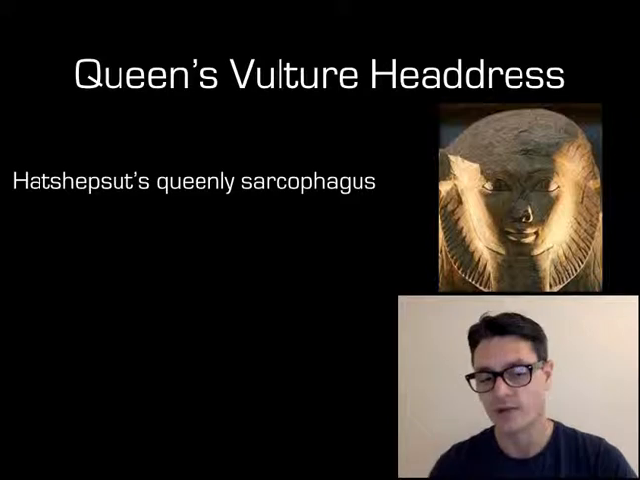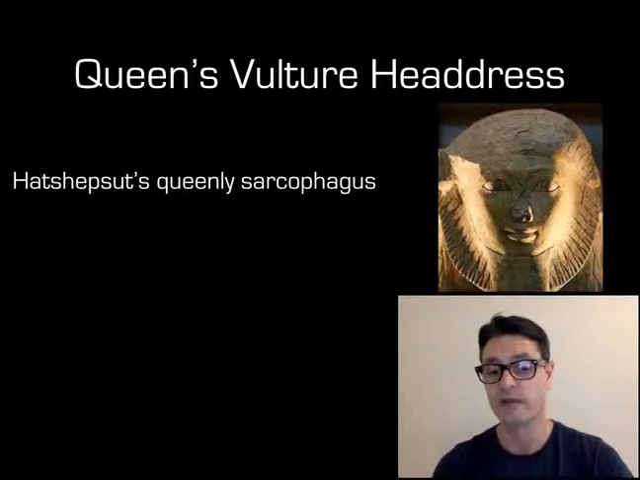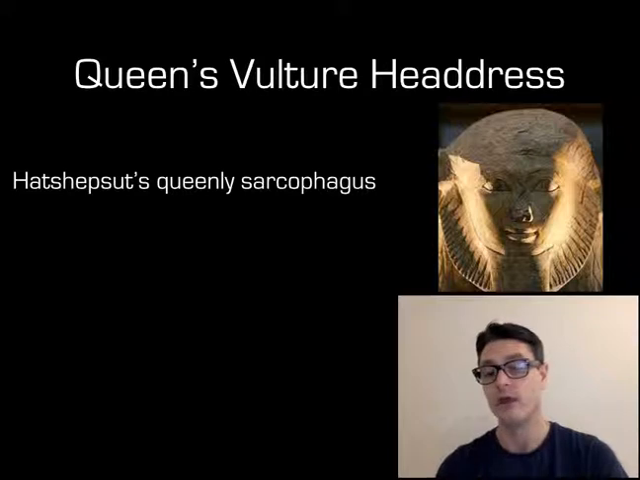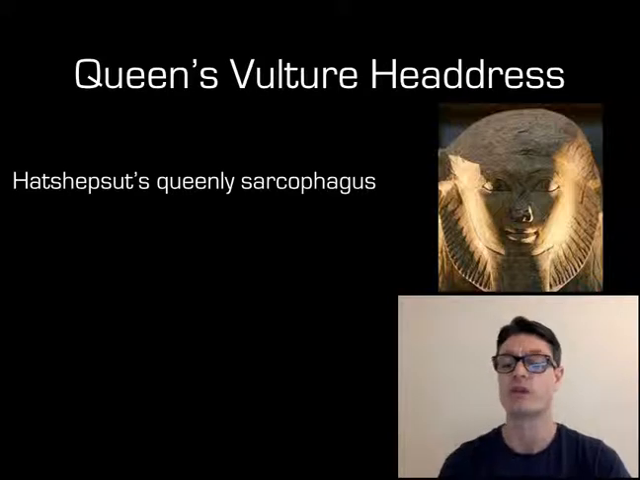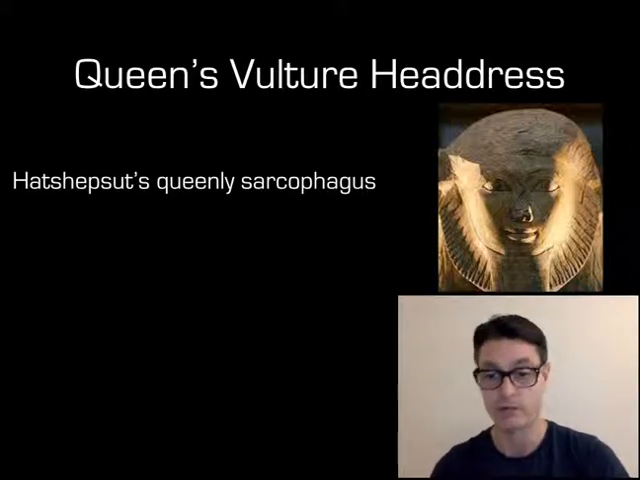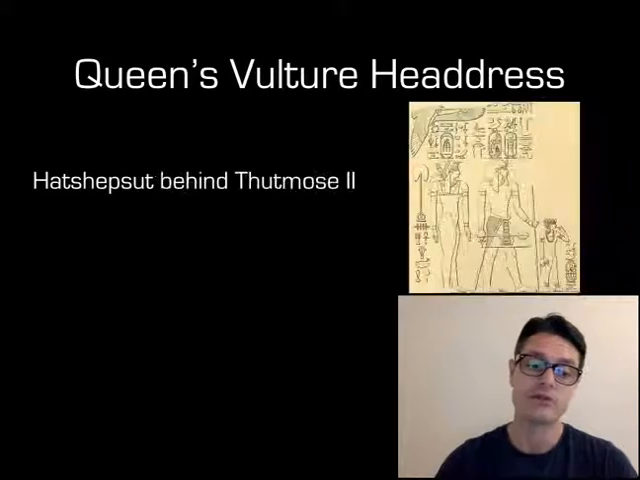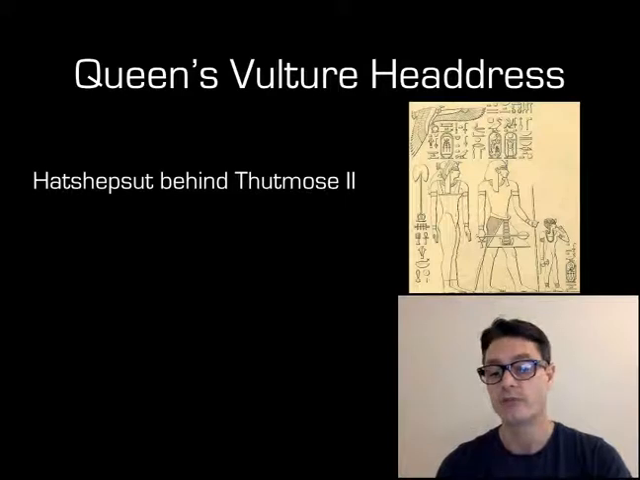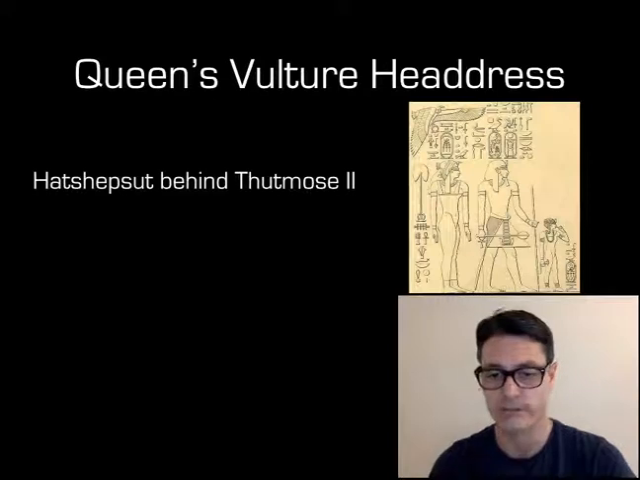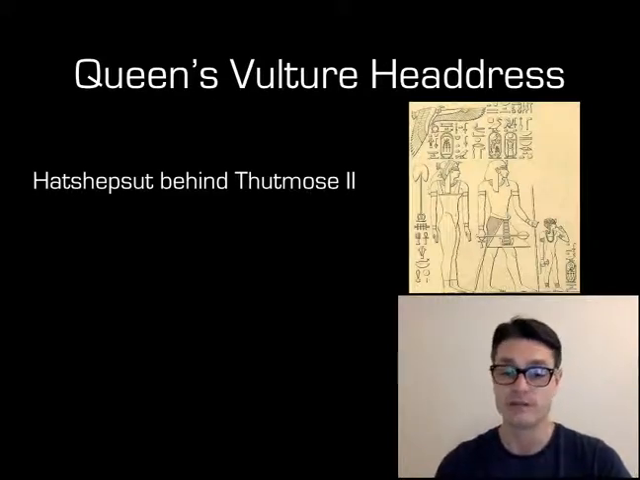And we have an image of Hatshepsut here wearing that queenly headdress, the vulture's headdress, in her sarcophagus. So this is a sarcophagus she made for herself, or had made for her, when she was a queen. This indicates that Hatshepsut was fulfilling that expectation of being a queen by sticking to what a queen would be expected to wear. We have another image of Hatshepsut here in this line drawing as well, depicted behind her husband, the king, Thutmose II, which is in that subordinate position, which is the expectation at the time. And we can see in this image also that Hatshepsut is wearing that vulture headdress.